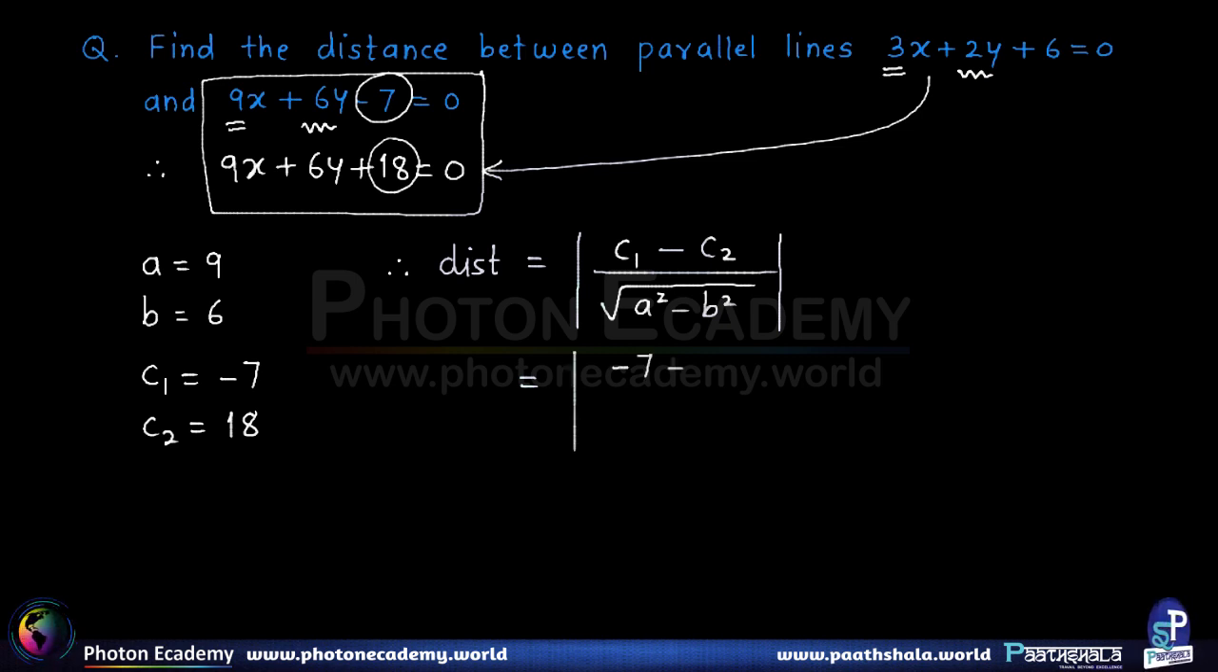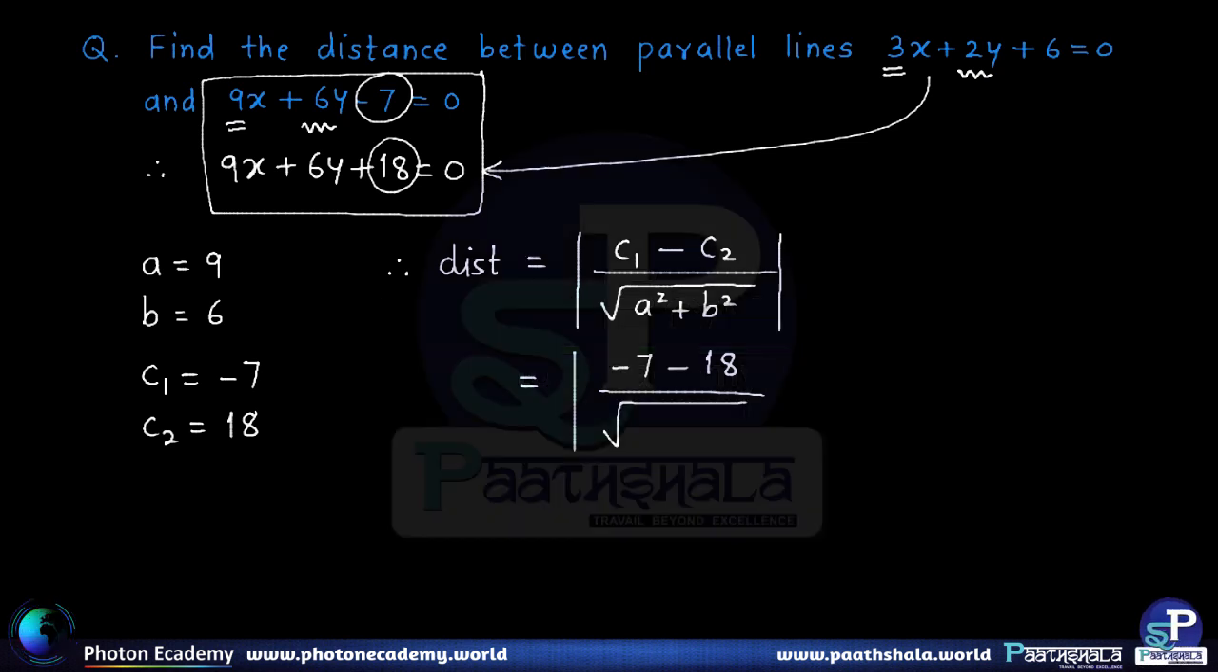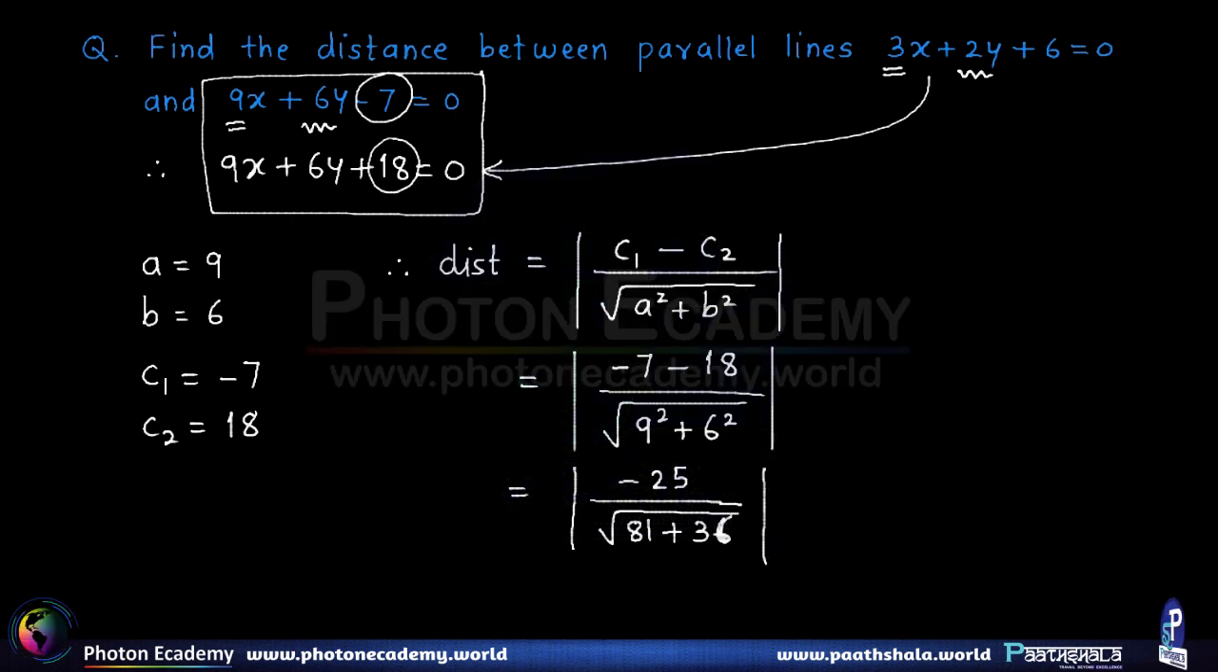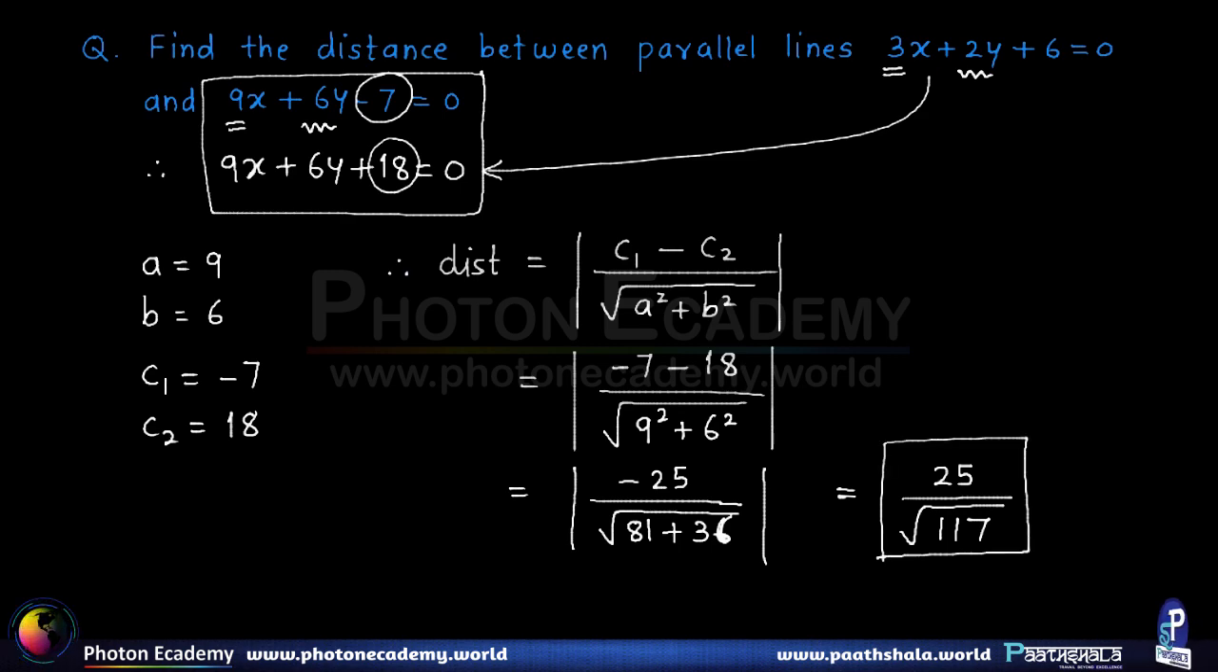c1 is minus 7 minus 18, whole divided by, sorry, the denominator should have been root of a square plus b square, that is 9 square plus 6 square. So that is equal to minus 25 divided by root of 81 plus 36. So that turns out to be 25 divided by root of 117. That is the final answer. That's the distance between the two parallel lines.